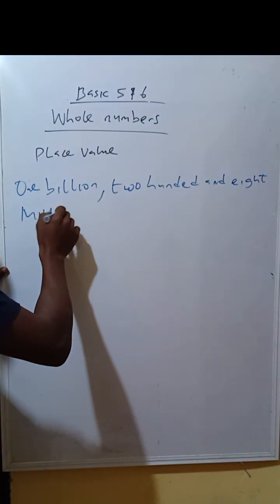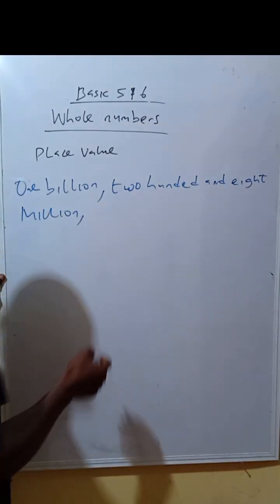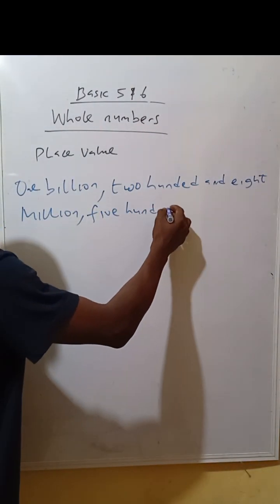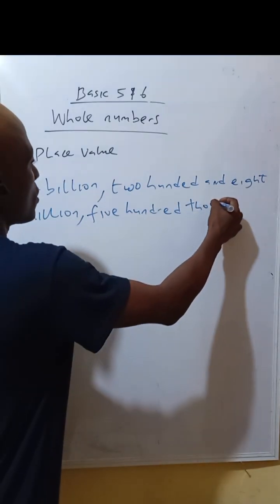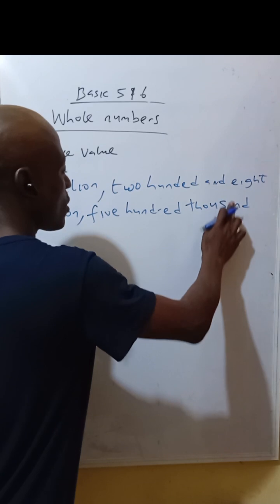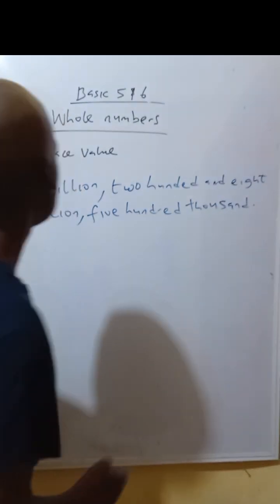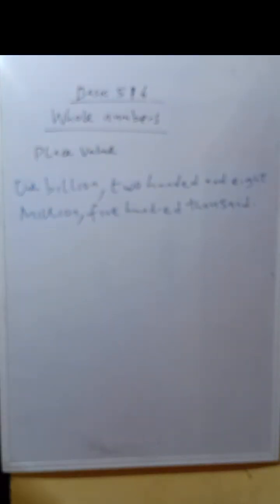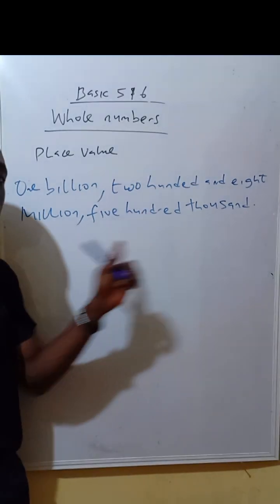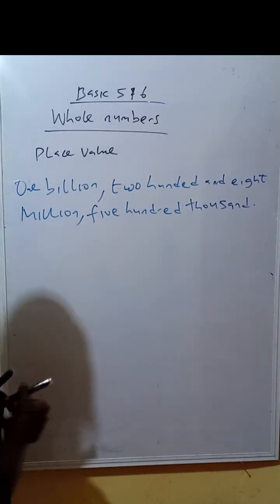1,208,000,000. After billion, million. 500,000. 500,000. 1,208,500,000. Please take note, it's not 280 million, it is 208 million. So how do we do this?